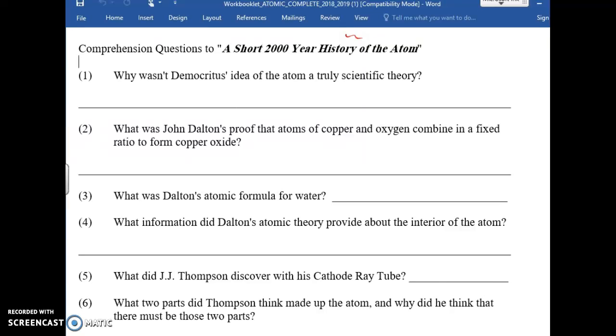Welcome. This is the first lesson in the atomic unit in Regents chemistry. This goes with a short text, some basic questions.